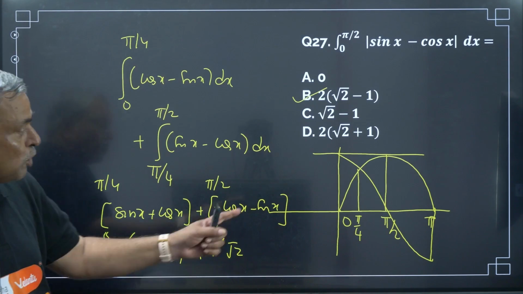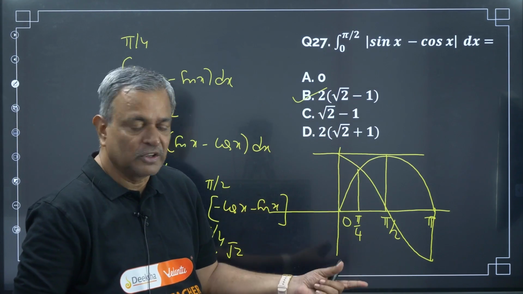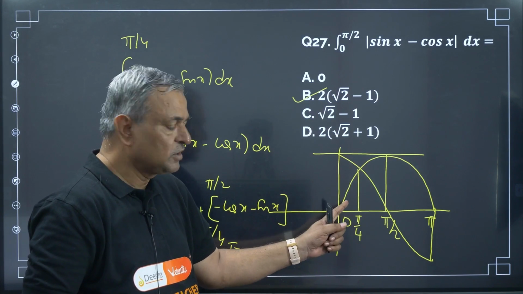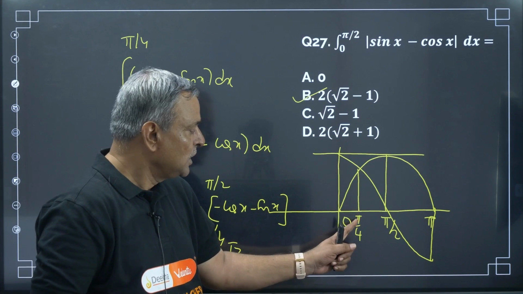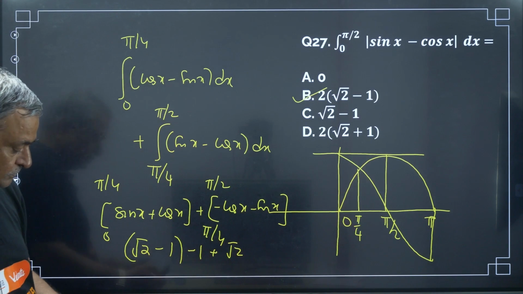Okay. So the most important part is, whenever you use the modulus, the result is always positive. So cos is more than sine from 0 to pi by 4, and from pi by 4 to pi by 2, sine is more than cos.